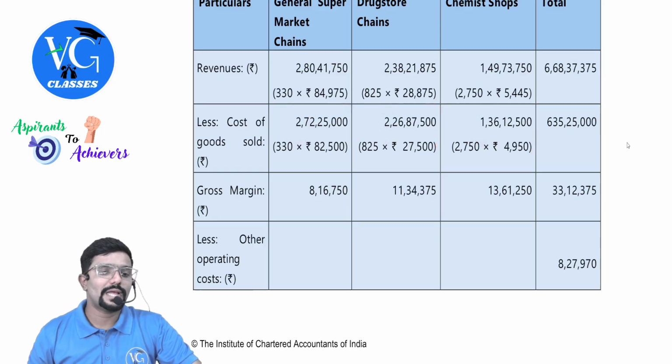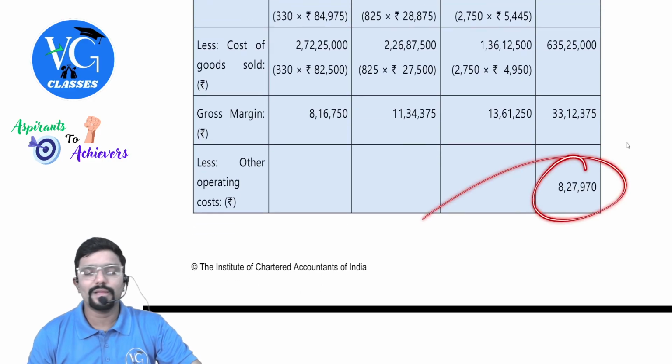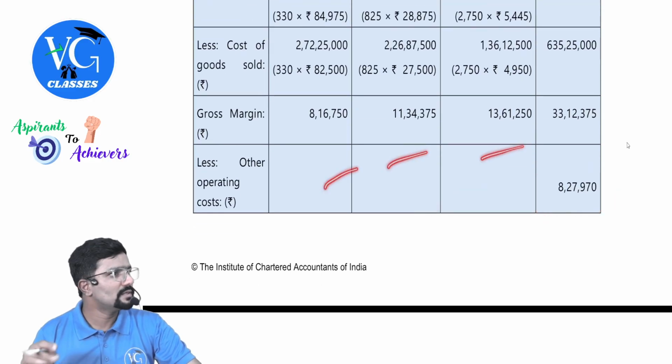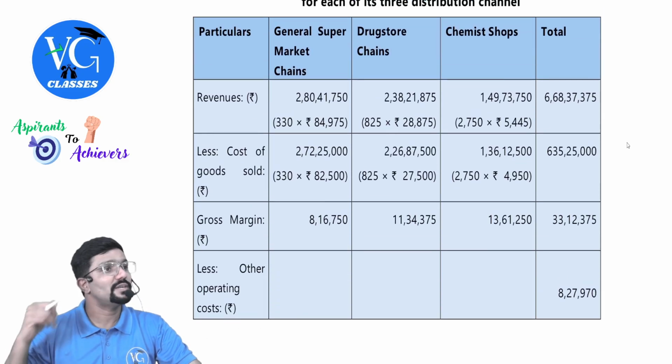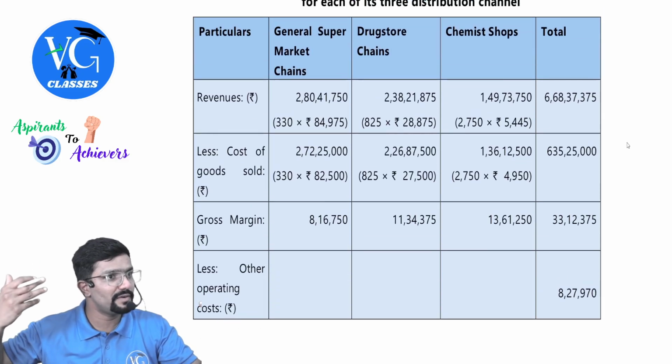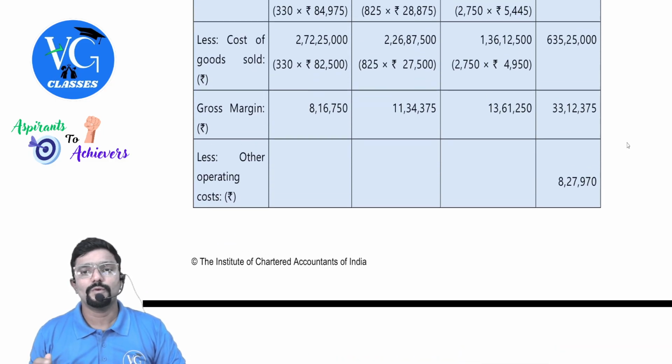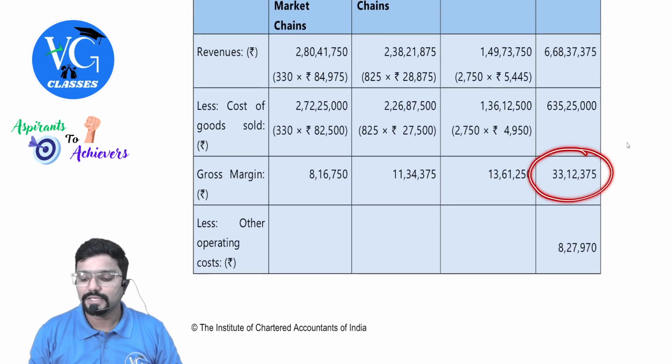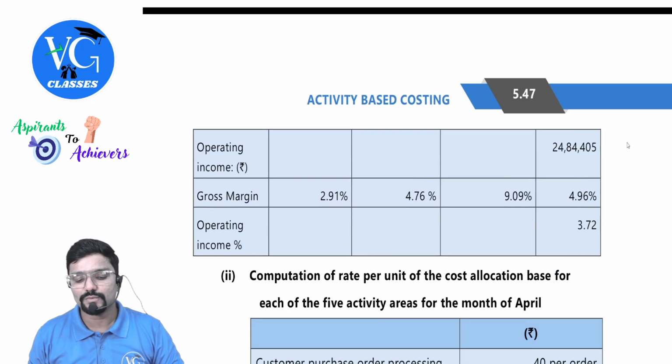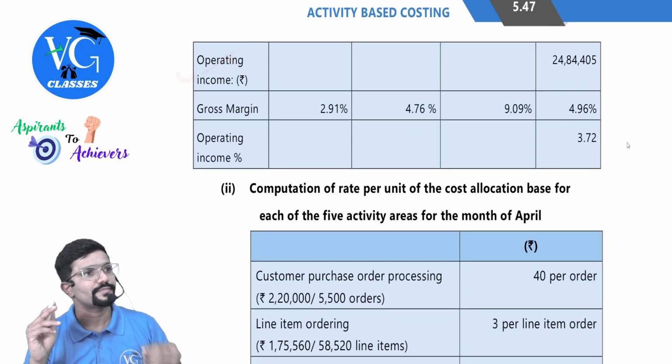So other operating expenses I am reducing only in the total column. Why? We don't know product wise. For that we are following activity based costing, which is the next step. So from total gross margin, reduce total operating expenses. What do you get? Operating income.